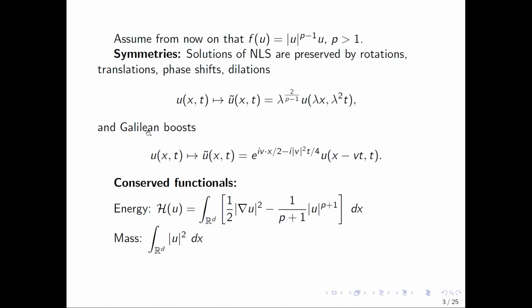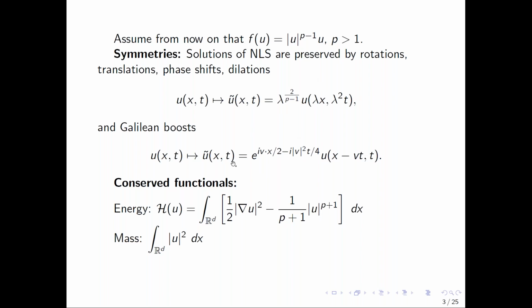Galilean boosts also preserve solutions. So what this is saying is if you're looking at a solution of the equation, but then you change to a moving frame with constant velocity v, where v is a vector, and then multiply by this particular phase function of space and time, then you will still have a solution of the nonlinear Schrodinger equation.